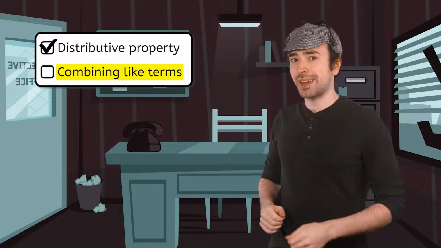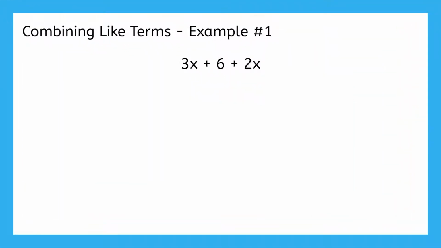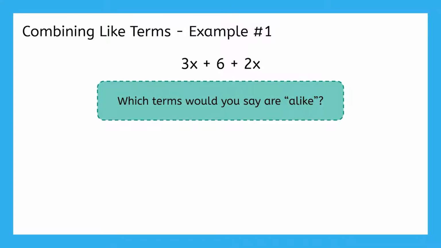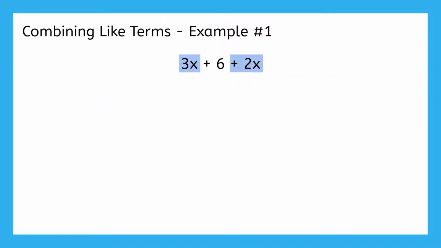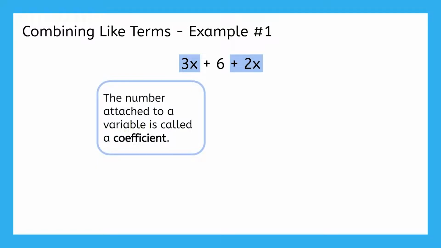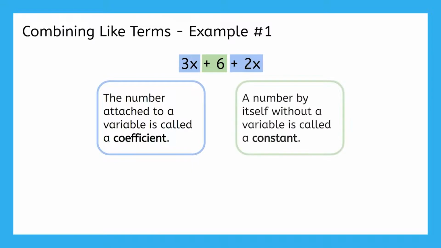Next up is combining like terms. Here's our first example. 3x plus 6 plus 2x. Which terms would you say are alike? Yeah, 3x and 2x are alike because they're both x terms. The number attached to the variable x is called a coefficient. 2 terms are considered alike as long as they use the same variable, no matter what their coefficients are. The 6 is just a number without an x, so it counts as a different type of term called a constant, which means it does not have a variable at all.